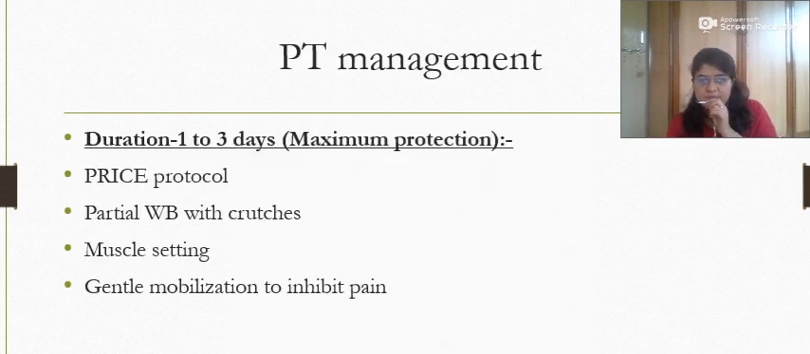PRICE management for the duration of the first 3 days, that is the maximum protection phase. Here the PRICE protocol, that is protection, rest, ice, compression, elevation, is given to the patient. Protection is very important here because still the stage is acute, the joint is not stable, the ligaments are not stable enough, it has to be protected so that healing happens fast.